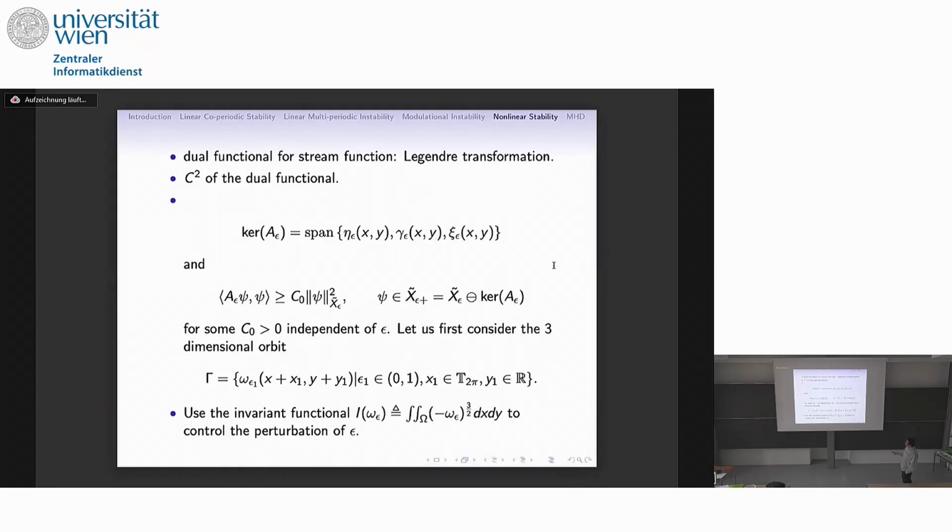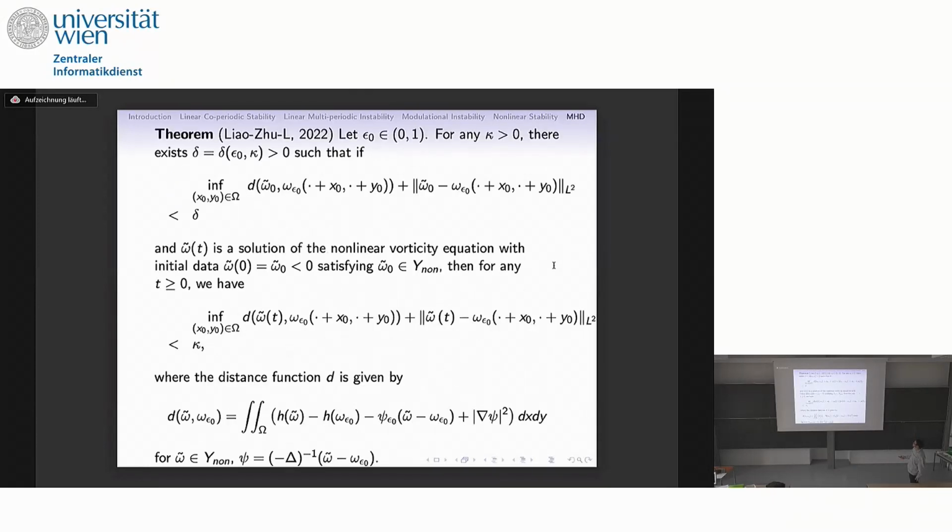Then, in order to go back to the traditional orbital stability for the 2D orbit of x and y translations, we need to use an additional invariant to control the variation in the epsilon parameter. We want to show that epsilon actually does not change much. This will allow you to go back to the original, traditional 2D orbital stability result. So these are a few details of the nonlinear stability.